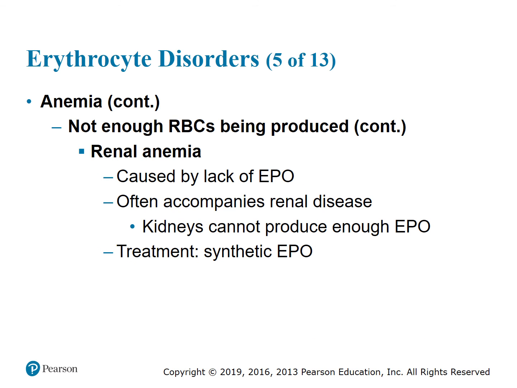Under the cause of not enough red blood cells being produced, there is renal anemia, which is caused by a lack of EPO. It often accompanies renal disease, where kidneys cannot produce enough EPO, and the treatment is synthetic EPO.